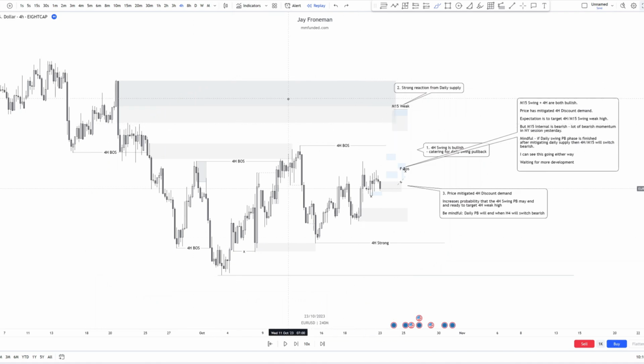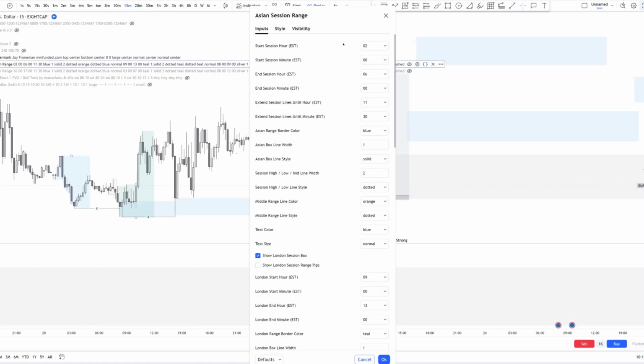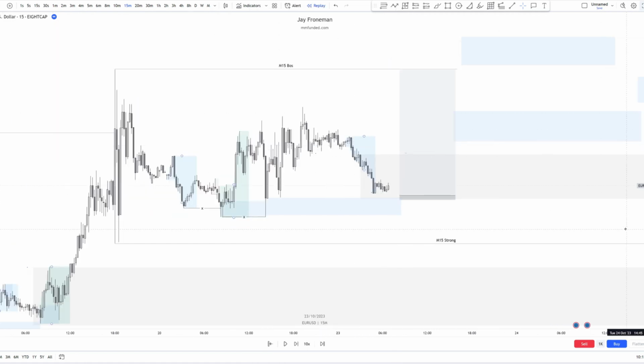All right, so once we understand the daily pullback phase, 4-hour structure is bullish, catering for the daily pullback phase. M15 was also bullish, understanding that the 4-hour is bullish, which is our 4-hour internal structure, all of the structure that happens in between our 4-hour swing ranges. From the 15 minutes, if we hop down onto the M15, enabling my Asian session range, which I've got set to 2 o'clock EST to 6 o'clock EST, which I think is 1 o'clock GMT plus 2 to 5 o'clock GMT plus 2, which is the Asian session range.